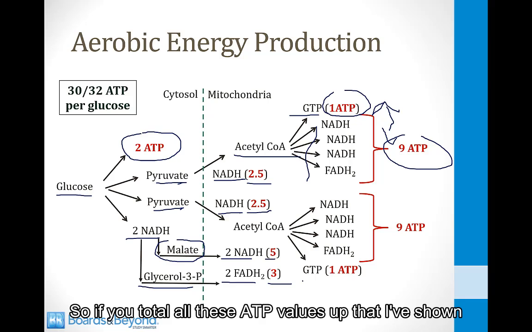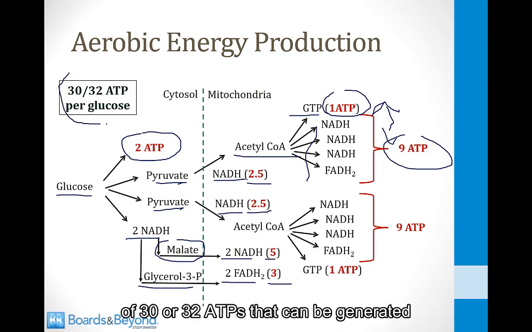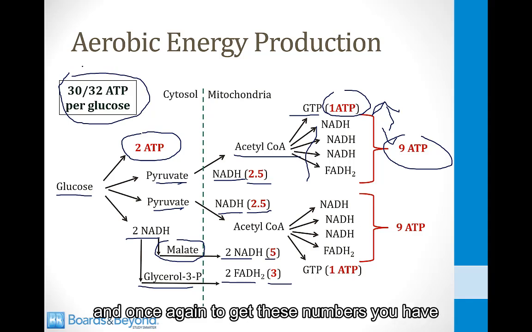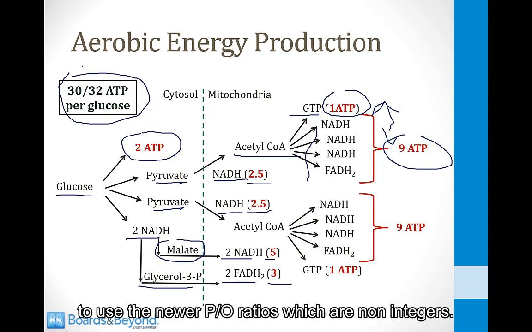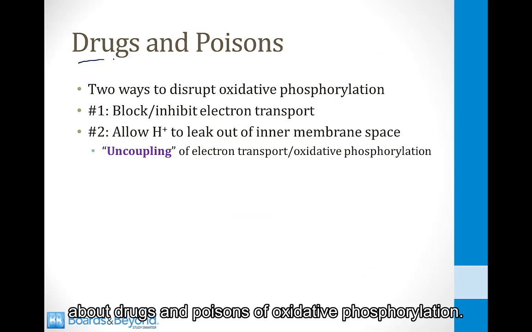If you total all these ATP values up that I've shown on the screen here, you will come to a final number of 30 or 32 ATPs that can be generated by a molecule of glucose, depending on which shuttle is used. And once again, to get these numbers, you have to use the newer PO ratios, which are non-integers. For the remainder of this module, I'll talk about drugs and poisons of oxidative phosphorylation.